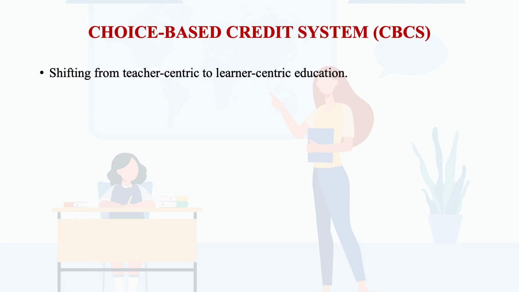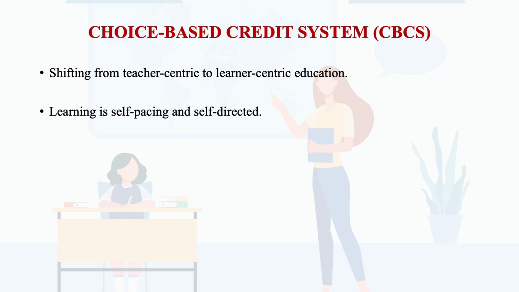Then another important point is the choice based credit system, that is the CBCS system of the curriculum. So friends, the major philosophy and focus of choice based credit system is that a shift happens from teacher centric to a learner centric education, that the curriculum, our courses of study, our syllabi, should be learner centered, and this has been practiced in the choice based credit system of the curriculum. The learning is self-pacing and self-directed. That means self-learning should be given importance.